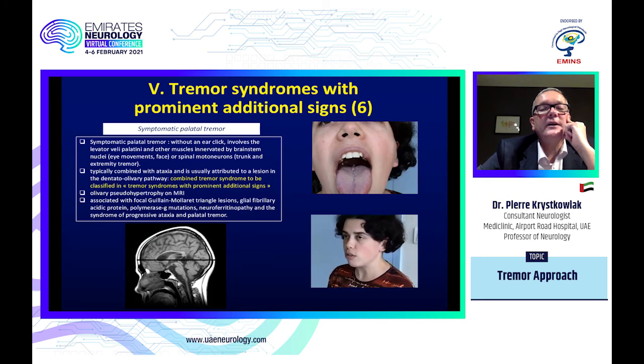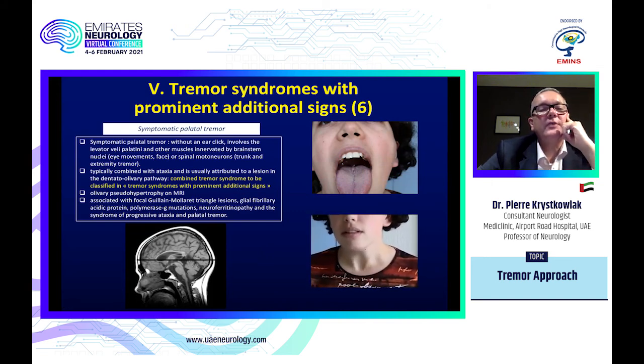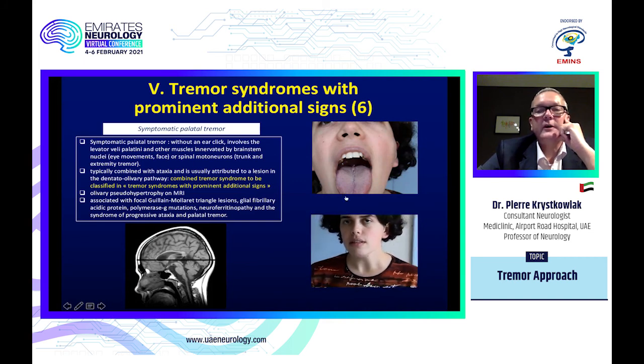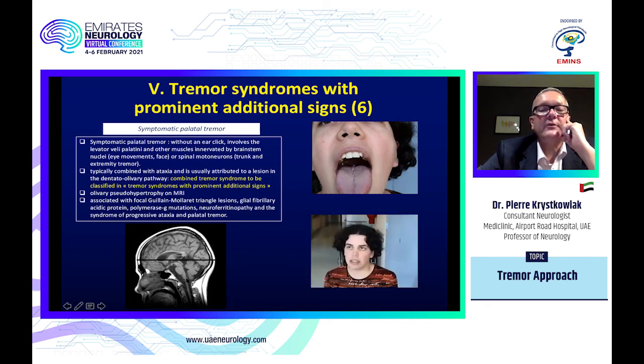This is clearly classified in combined tremor syndromes, in tremor syndromes with prominent additional signs. So this is completely different from idiopathic palatal tremor, and this is associated with a focal lesion in the Guillain-Mollaret triangle. And here you can see the etiology of the symptomatic palatal tremor of this lady, which is Alexander disease, which is easily recognized by this very, very thin spinal cord and medulla oblongata.